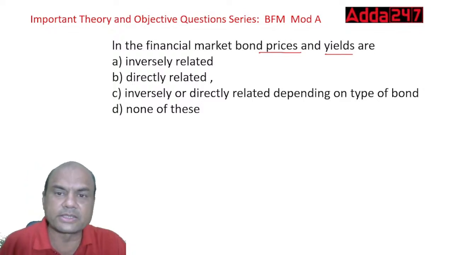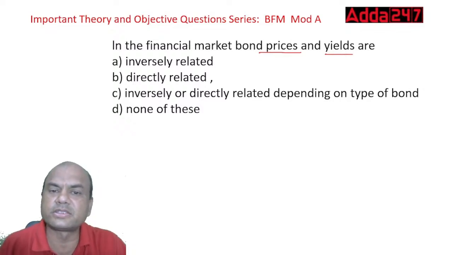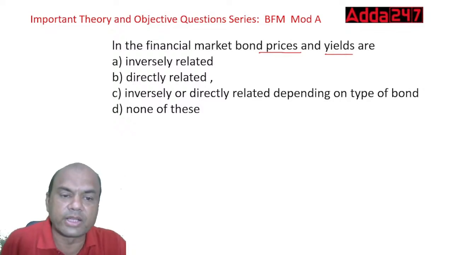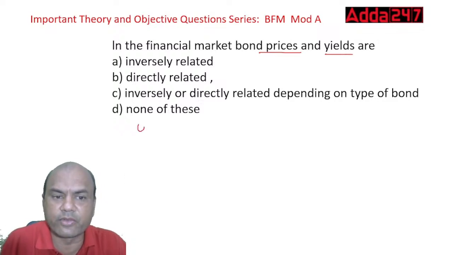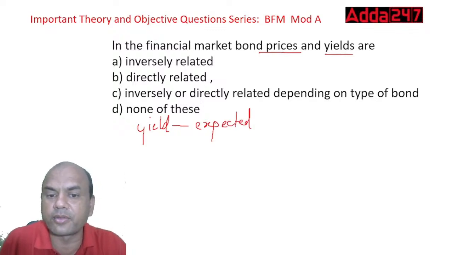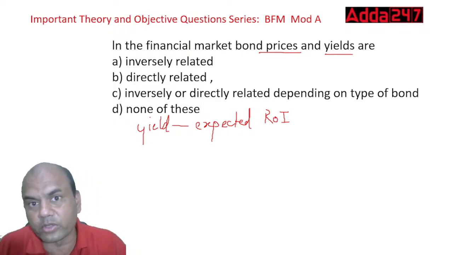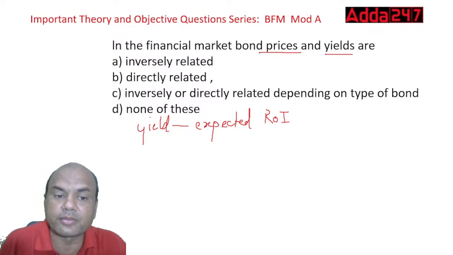So the bond prices and yields are always related. Remember the rate of interest, we call it yield. Yield means what? It's the expected rate of interest, expected ROI. You need to understand that also. There are two rates always in any bond: one is coupon and the second is yield, right?